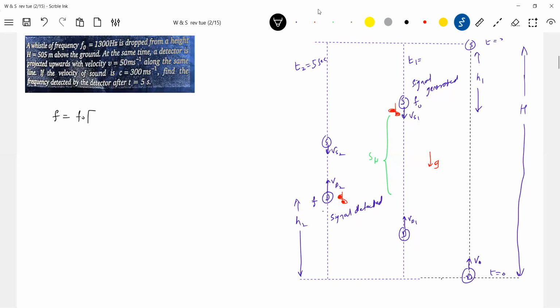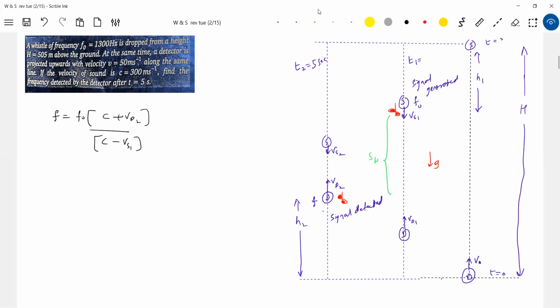F equal to F naught, speed of sound. See, if the detector approaches the source, it should be positive, no? If the source moves towards the detector, it should be negative. I think we have to adjust the speed of that one. And since they're along the line joining them.